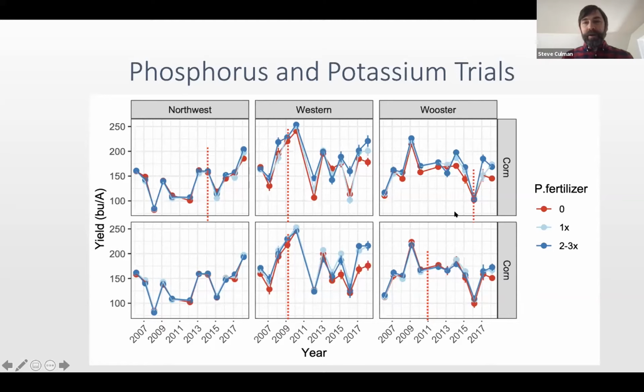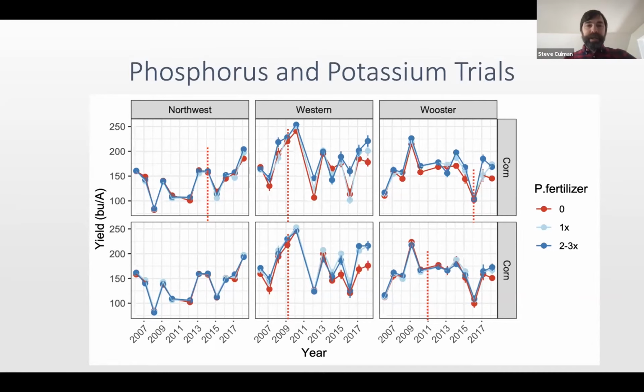The red is a truly unfertilized treatment. This light blue is at the removal rate of P or at the removal rate of K, and then a 2 to 3x. And then these little dashed lines are really when those soil test levels in the unfertilized plots drew down and went below that critical level, okay?